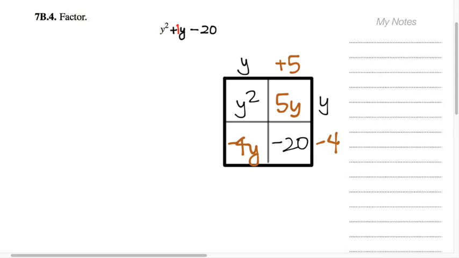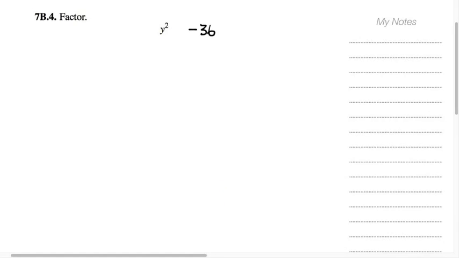Sure enough, if I were to combine those, positive 5y plus negative 4y is going to give me positive 1y. And then I'm going to get my y squared and my minus 20. And so it works out. So don't forget about that kind of hidden coefficient. If there's a variable without a coefficient in front of it, write in the 1, just to remind yourself. How about this polynomial? Y squared minus 36.